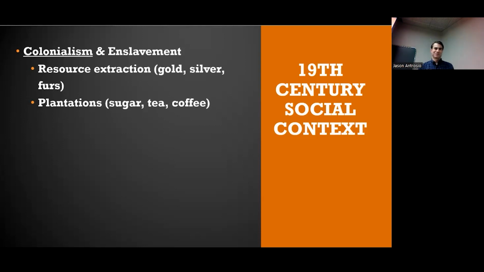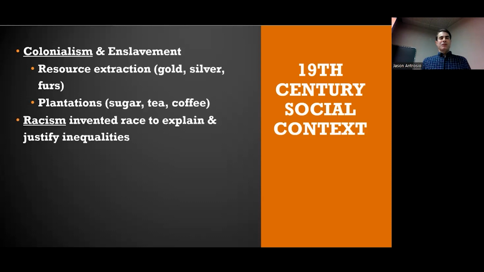Tobacco. Forgot that one. But, a context in which the Americas and other parts of the world have been colonized. In this context, we also have the emergence of ideas about race.